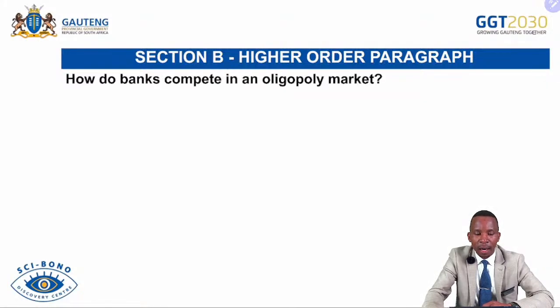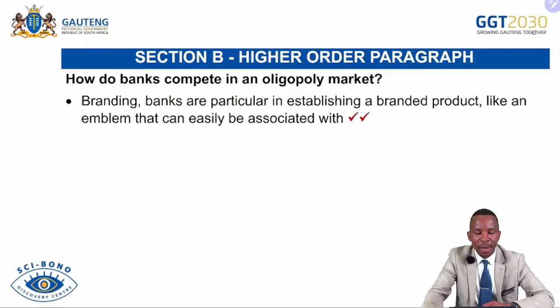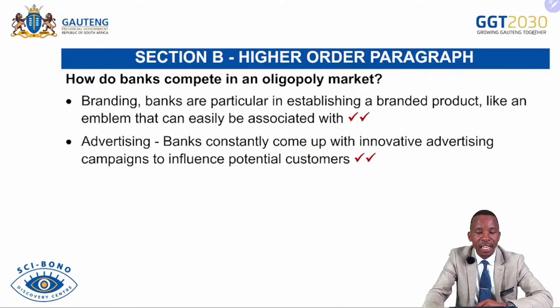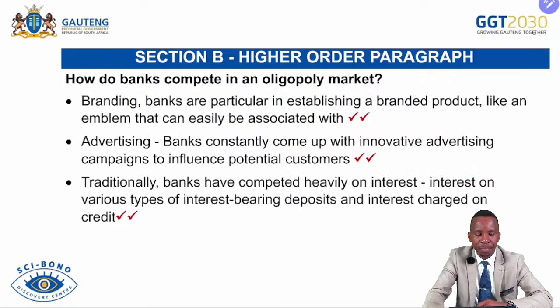And then, how do banks compete in the oligopoly? We know that banks are part of an oligopoly, and their competition is very much interdependent on one another. Branding, banks are particular in establishing a branding product like an emblem that can easily be associated with it. So ensuring that it has a brand that makes it very unique from the brands of competitors. Advertising, banks constantly come up with innovative advertising campaigns to influence potential consumers or customers.